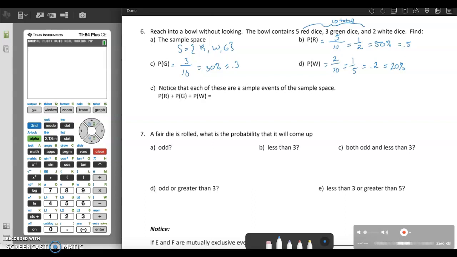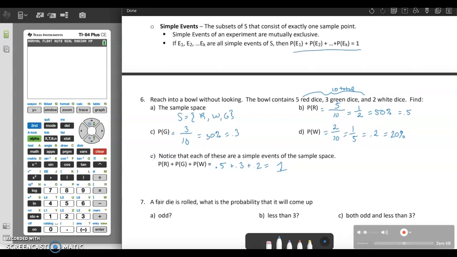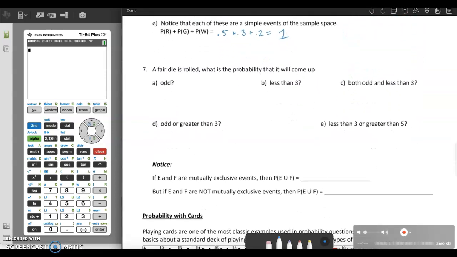And it says, notice each of these are simple events of the sample space. Right? Drawing a red, that's one element. Drawing a green is one element. Drawing a white is one element. And if we add up all those probabilities, I'm going to add up their decimal forms. So 0.5 plus 0.3 plus 0.2, we get 1. So that just verifies this rule that if we add up all of the simple events, all their probabilities, we should get 1. Like there's a 100% probability that you're going to do one of those things.